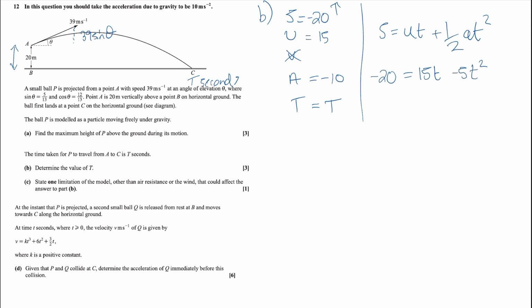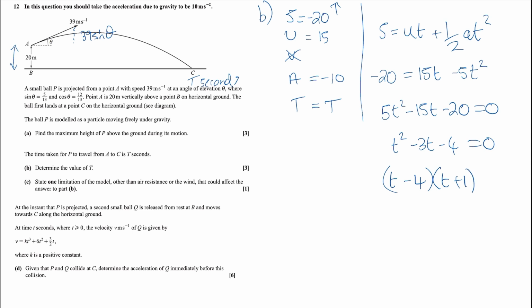and t squared. So rearranging everything, we get 5t squared minus 15t minus 20 is 0. Divide everything by 5, we get t squared minus 3t minus 4. And factorize, we get t minus 4 times t plus 1 is 0. So the only solution here is t is 4, because we can't have negative time. Okay, brilliant. So we've shown that it takes 4 seconds for the ball to basically hit the ground.